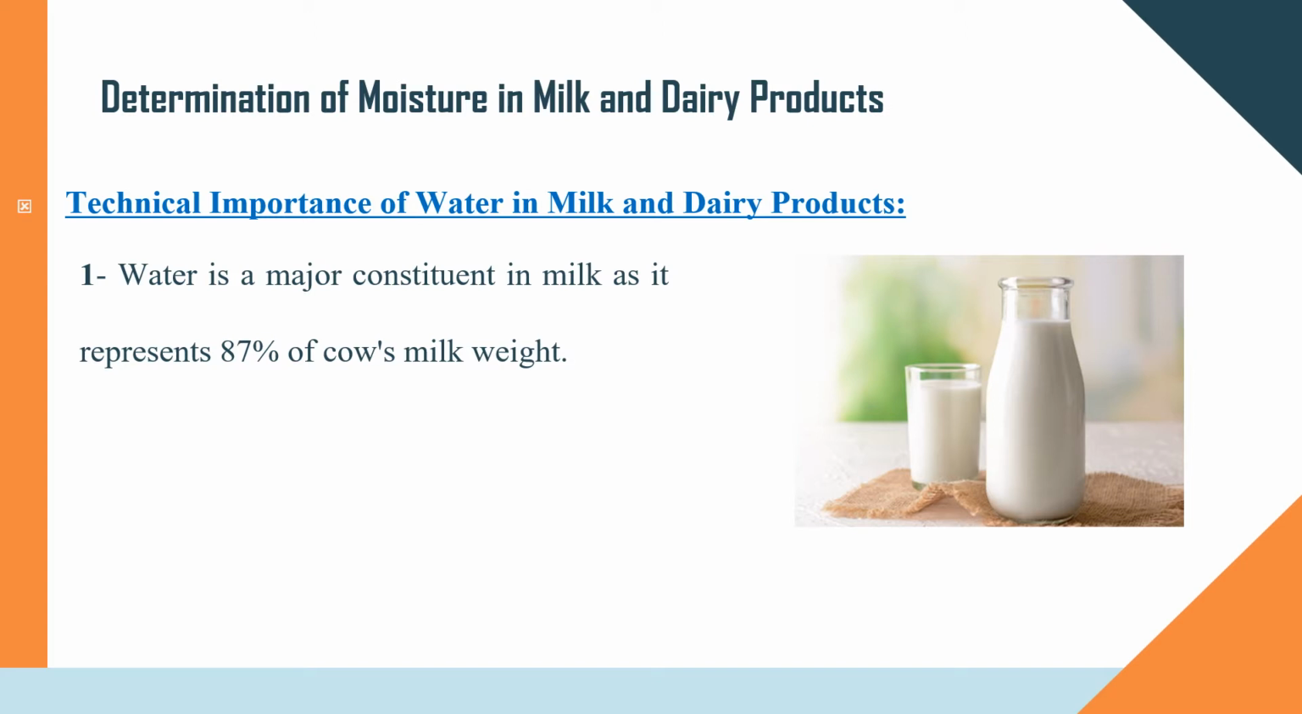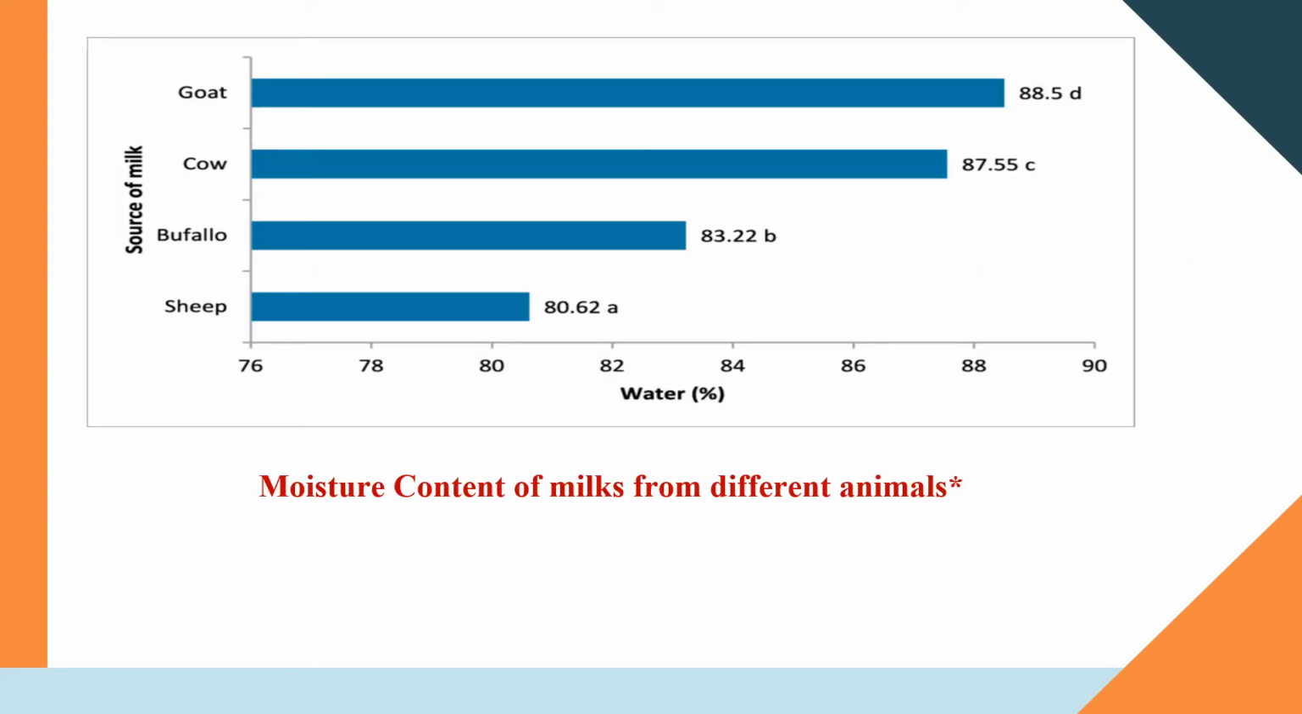For cow's milk, the percent of water is 87%. But what about the other milk types or milks from other animals? If we have a look at this figure, we will see that goat's milk, لبن الماعز, goat means ماعز, contains 88% water. This is to be followed by cow containing 87%, buffalo milk, لبن الجاموسي, 83%, and finally sheep's milk, لبن الأغنام, 80%.